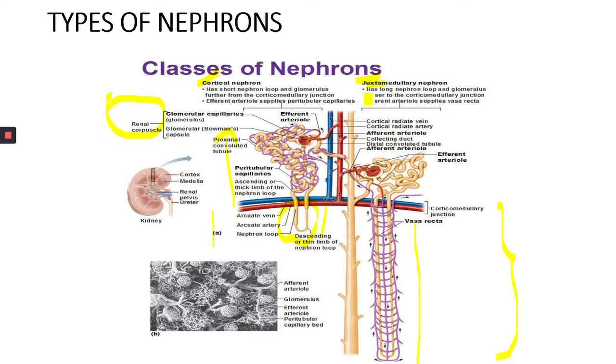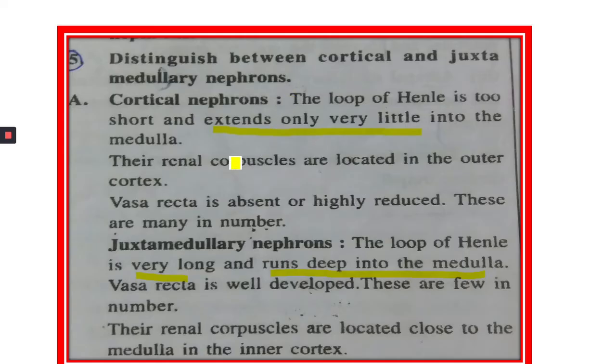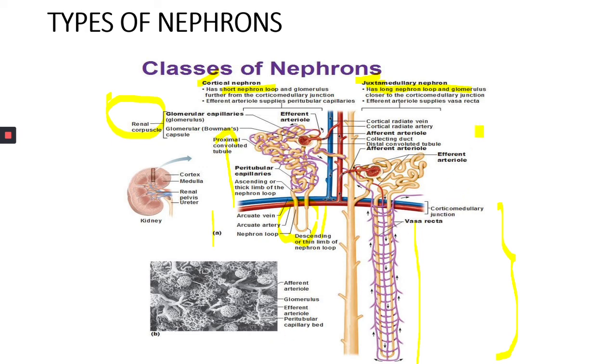You can observe here, it has a long nephron loop, and it has a short nephron loop, that means Henle's loop. Renal corpuscles are located in the outer cortex here. Renal corpuscles are located close to the medulla in the inner cortex. This is the outer cortex, this is the inner cortex. Here the renal corpuscle is in the inner cortex, and here it is in the outer cortex.